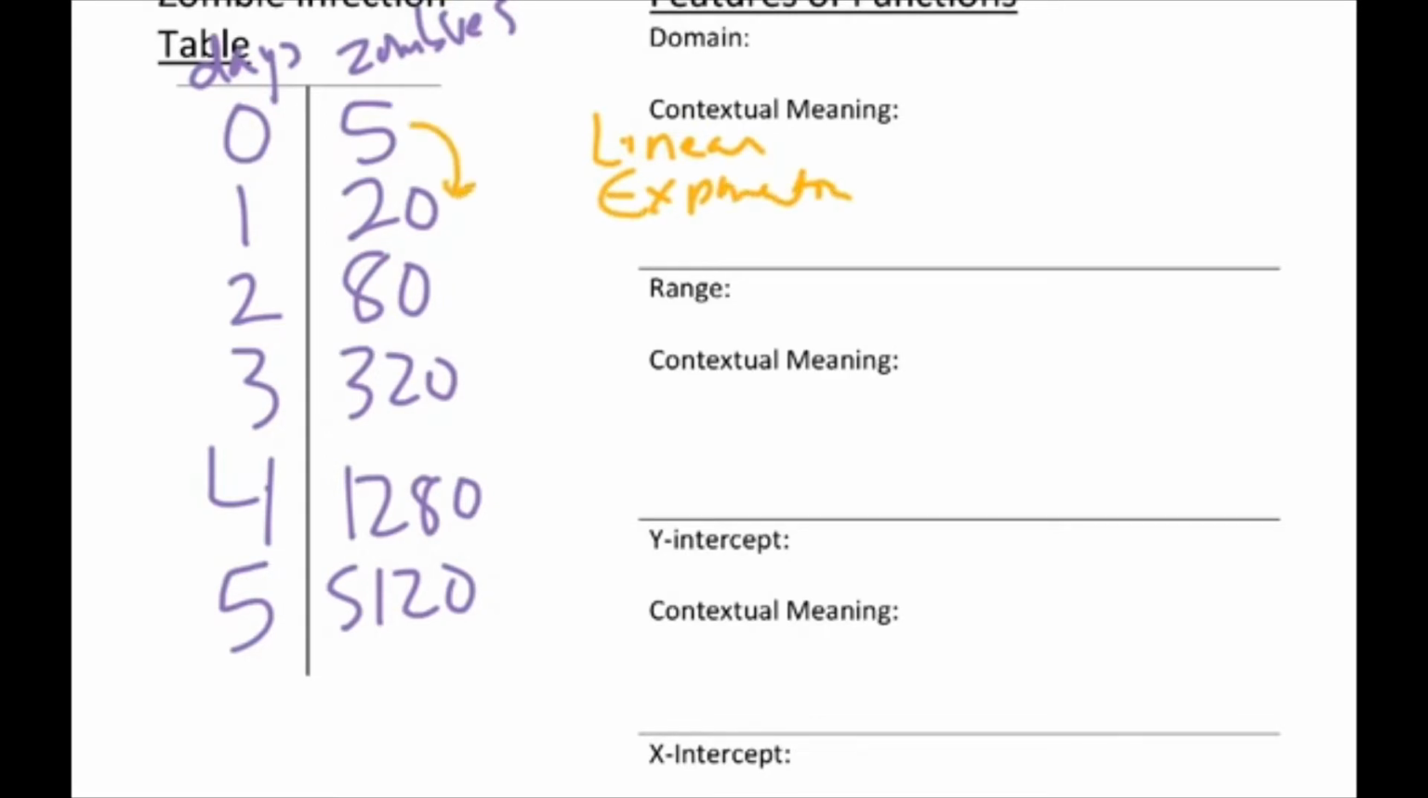Okay, so 5 to 20, we could add 15, but if I add 15, will that get me to 80? Nope, so it's most likely not linear. So let's do exponential, so timesing. So 5 times 4 would get me to 20. Times 4, is that 80? Yes, it is. Times 4, yes.